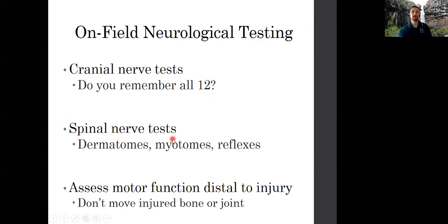Then we have the spinal nerves, right? So the ones that have left the spinal cord and now they're in the periphery. So abnormal skin sensation, that's the dermatomes. Inability to move or improper movement patterns, right? So spasms, that's in the myotomes, and then the reflexes. And then you always want to assess motor function distal to the injury, right? So if they have a head, neck, or spine injury, you ask them to wiggle their toes or wiggle their fingers.